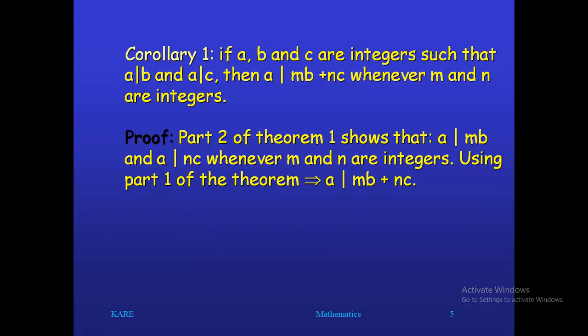What is the first one? A divides B and A divides C implies A divides B plus C. We have seen that, is it not? Same thing we are applying here. A divides MB and A divides NC means their addition is also divisible by A. That is, A divides MB plus NC. So this corollary follows from the second part and first part of the previous theorem.